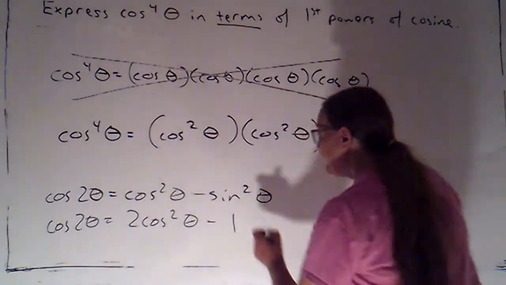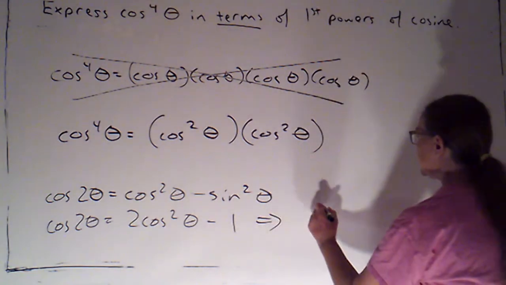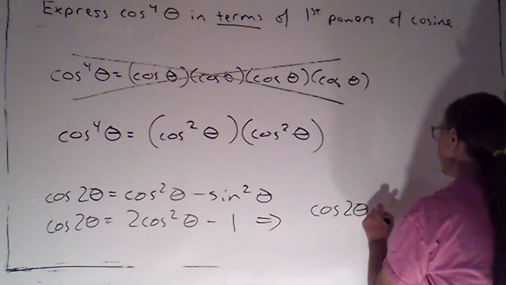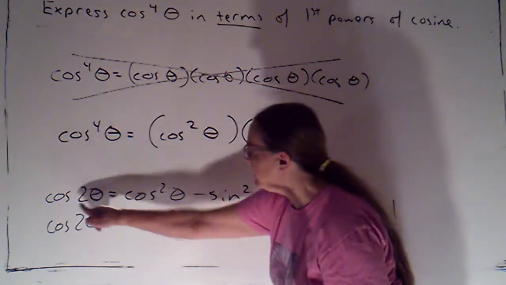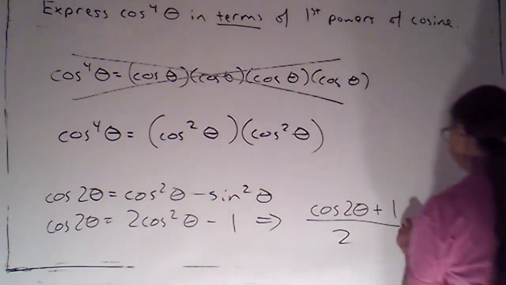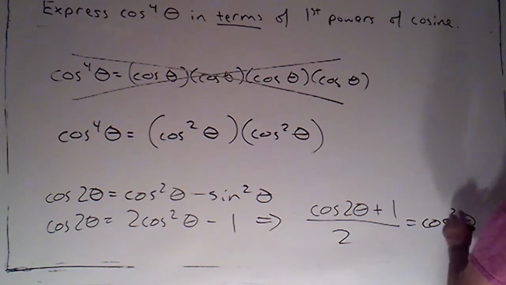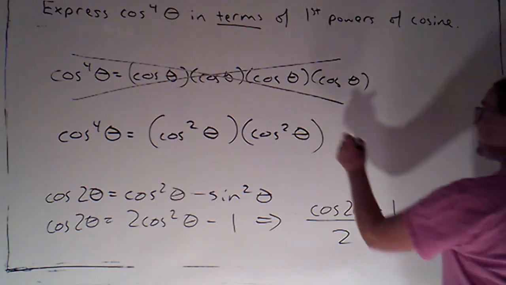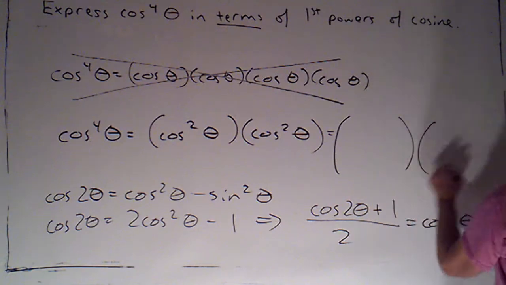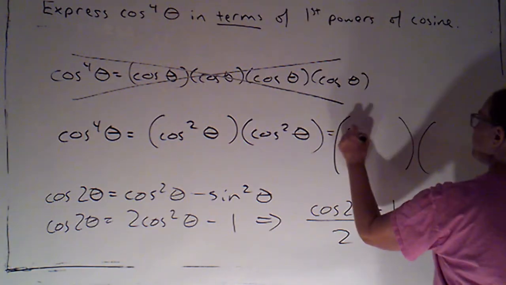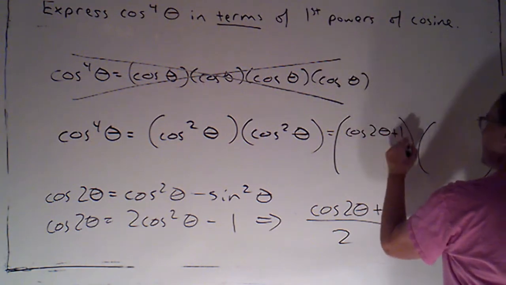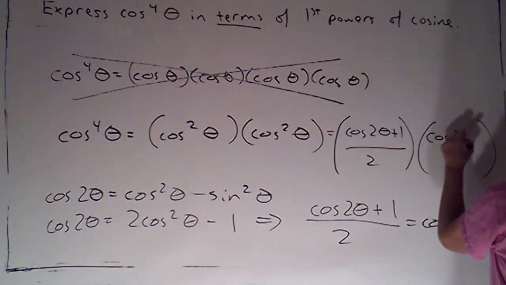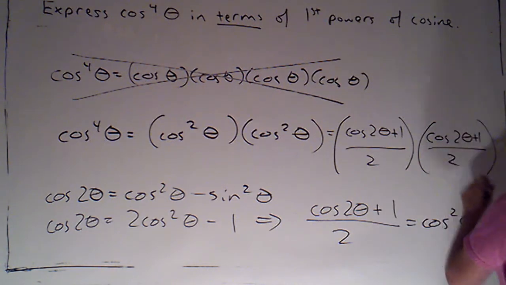So then I would solve for cosine squared theta. So we'll have cosine of 2 theta plus 1, because we'll add this over, and then we'll divide by 2. So that's going to equal cosine squared theta. Okay. So it's a very, very quick derivation, which is kind of nice. And now I can say, okay, that means I've got 2 factors of this formula. Cosine 2 theta plus 1 over 2 times cosine 2 theta plus 1 over 2.